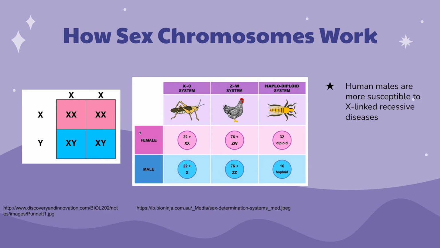And here are the sex determination systems for other organisms. For a lot of insects, like grasshoppers, males have 1 X chromosome and females have 2 X. For birds, especially chickens, females have a Z chromosome and a W chromosome, and males have a Z and a Z. And then for bees and I believe some other related insects, females are diploid and males are haploid, so males have half of the genetic information.